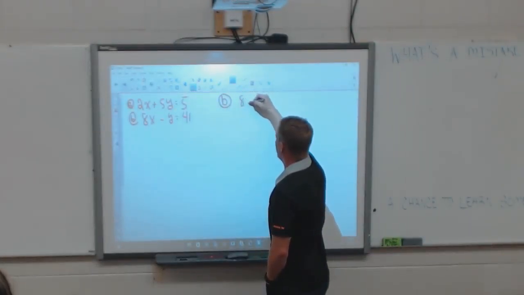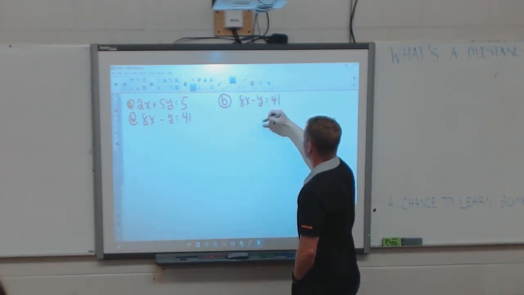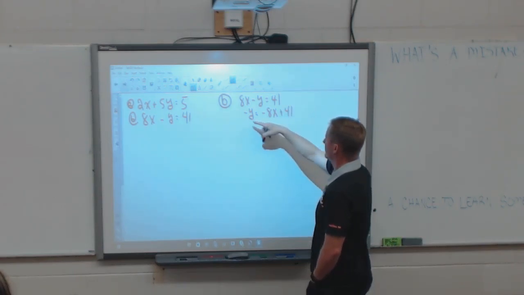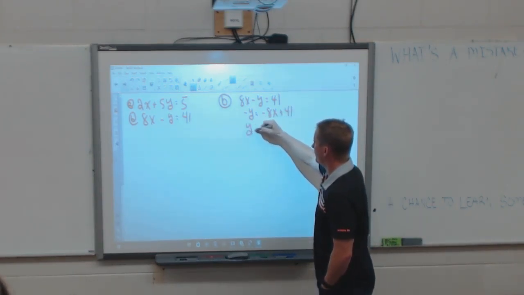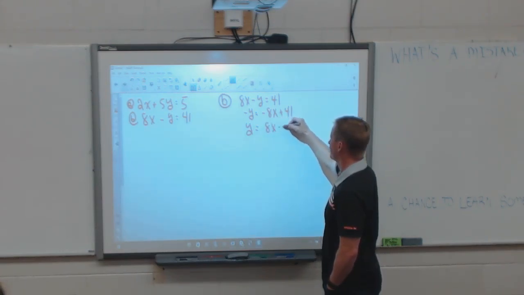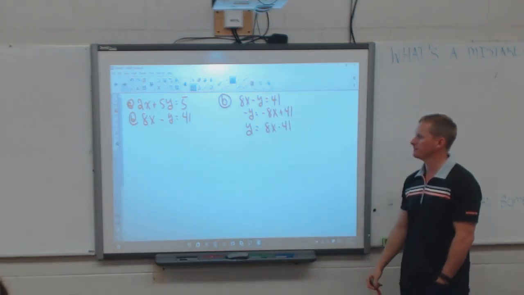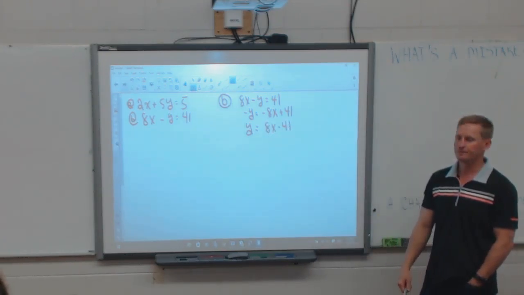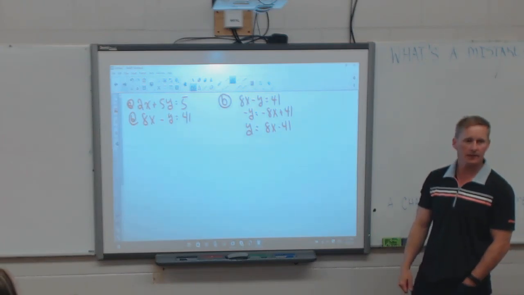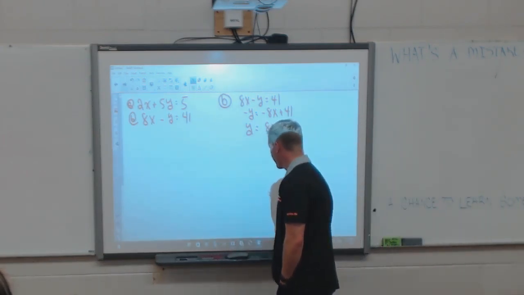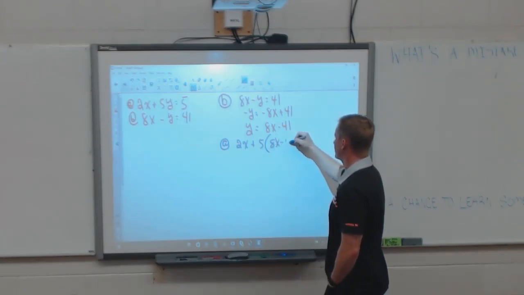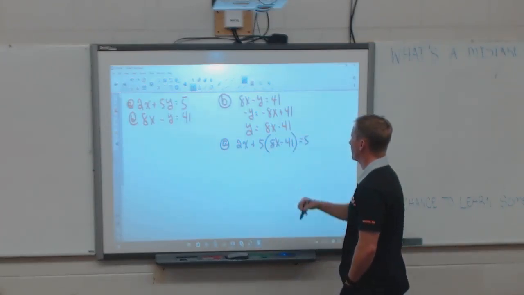I'm going to go 8x minus y is equal to 41. Minus y is equal to minus 8x add 41, times by negative 1 so that I get y by itself. That's what I have right there. Where does this now go? You substitute it in the other equation. Let's use A. So I'm going to go 2x plus 5 times 8x minus 41 equals 5.